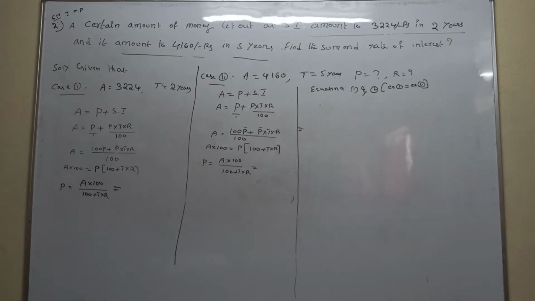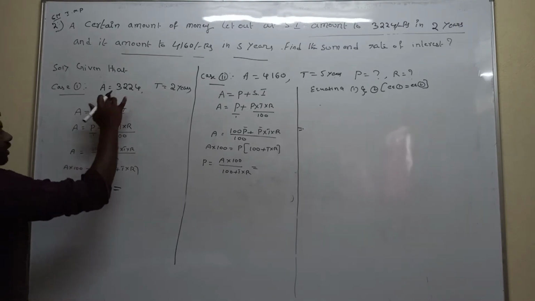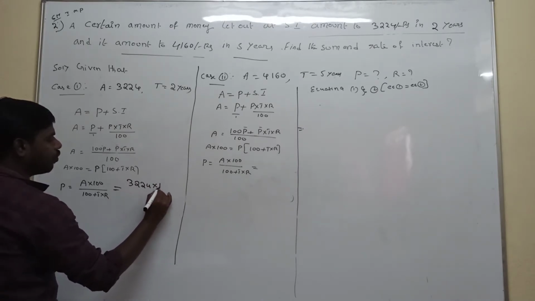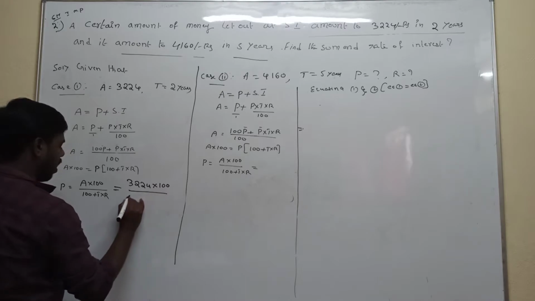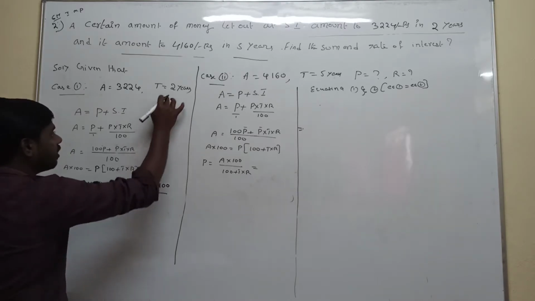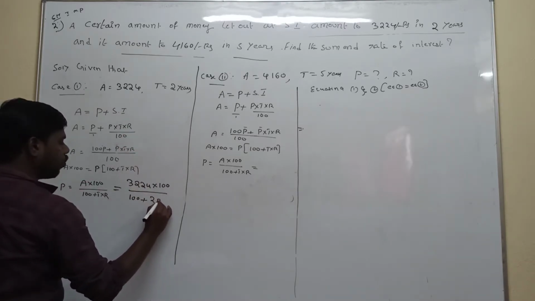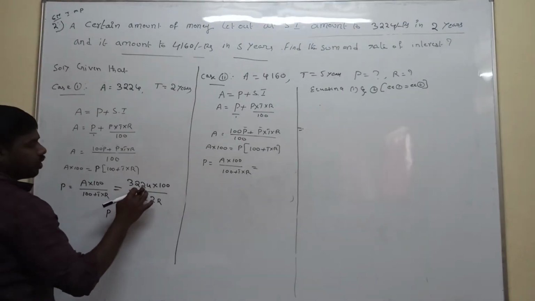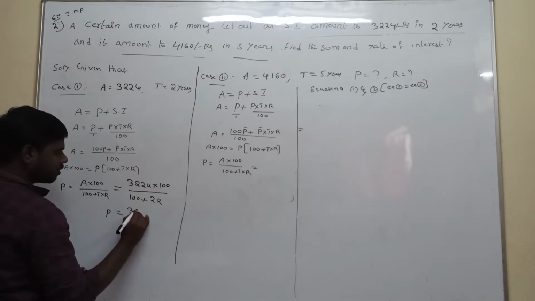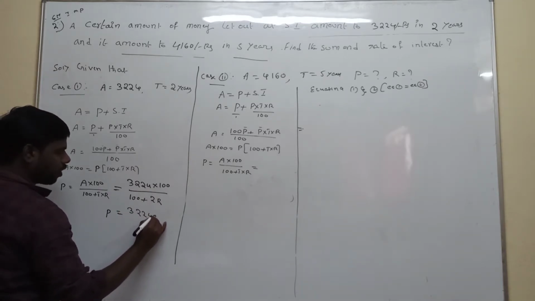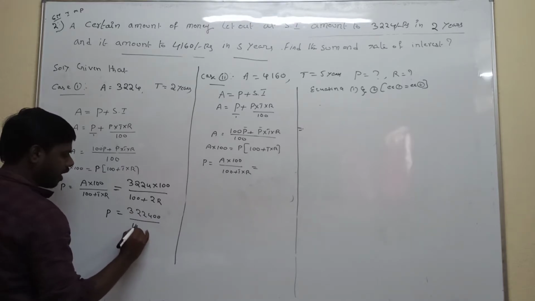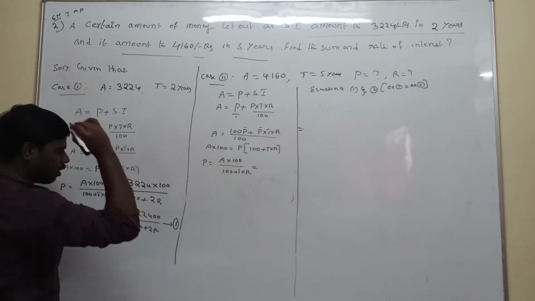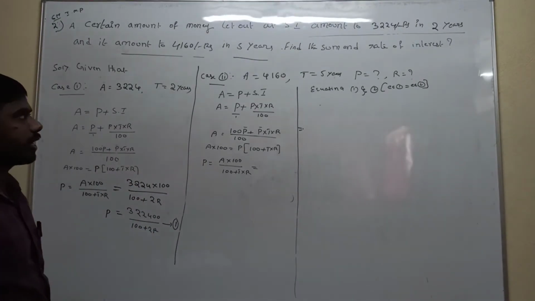Now we are substituting the values. What is the amount value given? 3,224 into 100 divided by 100 plus, what is the T value given? 2 into R is 2R. Now we need to calculate this value. 3,224 into 100 is 3,22,400 divided by 100 plus 2r. Consider this equation number 1. Now we are going to the second case.